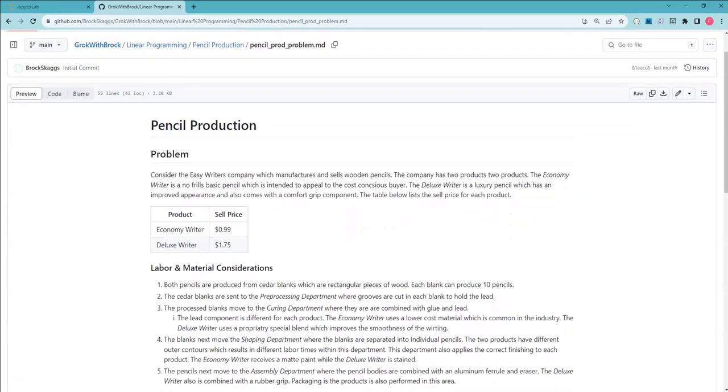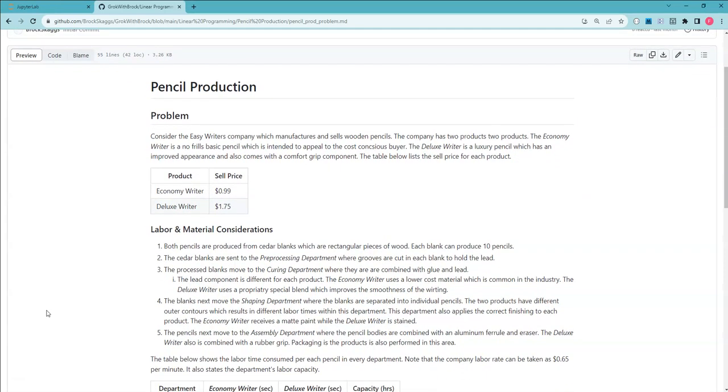So the problem that we're going to look at is a kind of classic product mix problem. Product mix problems are basically the idea that you have multiple products that you're trying to manufacture, and you're trying to figure out what combination of these products will yield the maximum profit in this case.